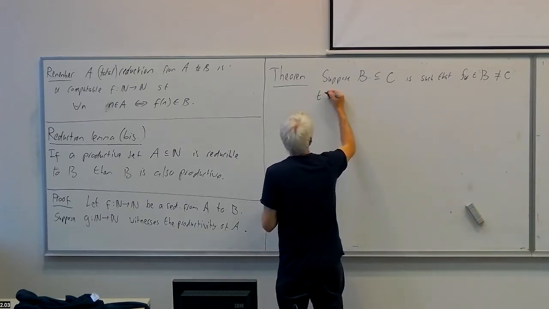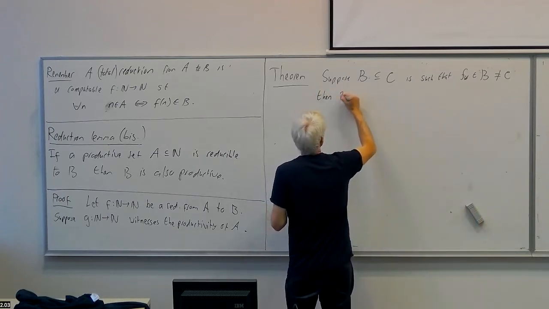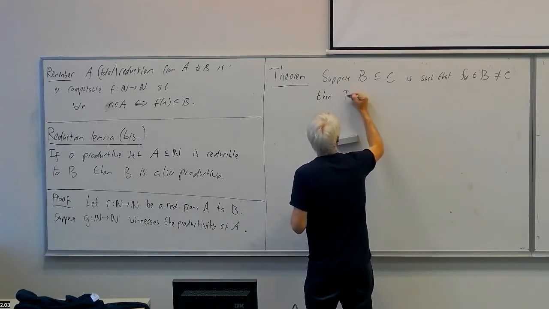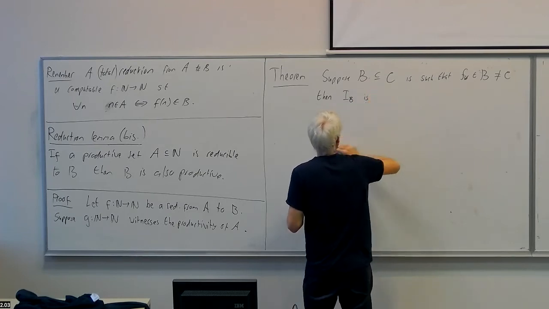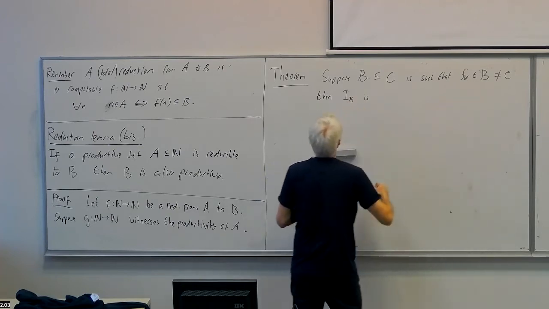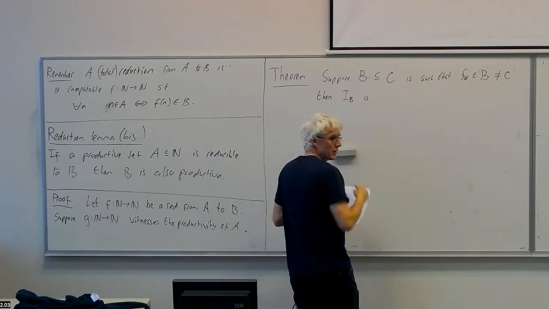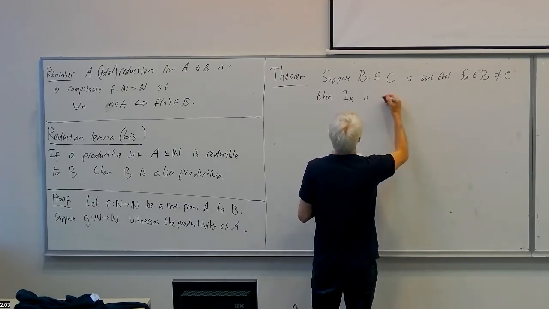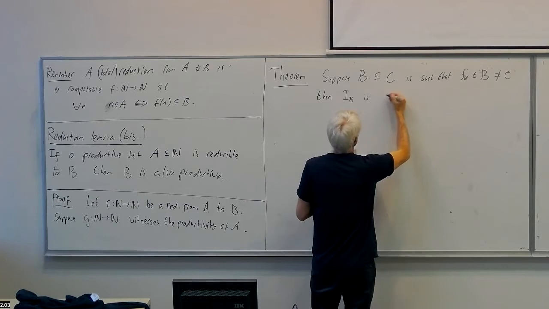So then, the set of indices of the functions in B, as defined last week, so just all those numbers e such that the function with index e belongs to the set B, where B is a set of unary computable partial functions, this set of indices I_B is productive.